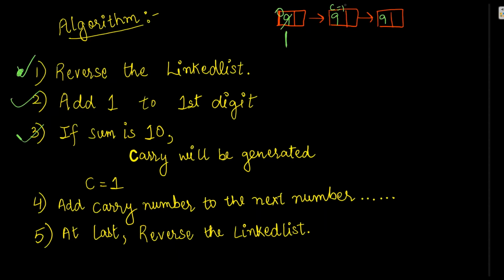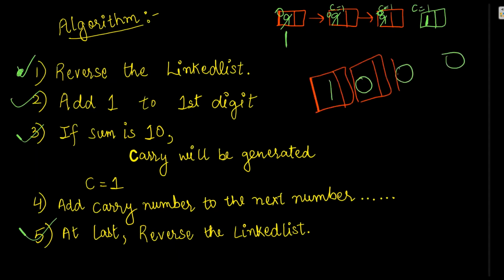Same when I add 9 plus 1, 0. Carry will be generated again. Then 1 plus 9, 0. And carry will be generated again. And at last we need to create a new node with 1 over here as the carry will be forwarded here, and at last we need to reverse the linked list. It will be in the form of a linked list.